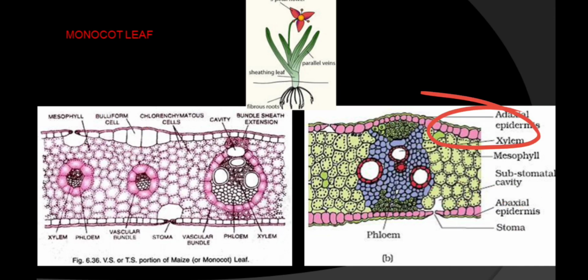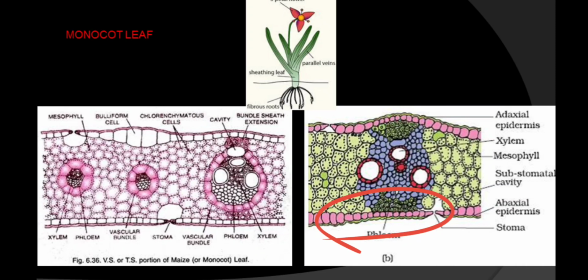Now what is the function of these cells? During water scarcity, these cells become flaccid, they lose water, and the leaf becomes curled due to these bulliform cells. Okay, so they help in curling of the leaf, and as soon as water is available, the cells become turgid and the leaf again becomes flat. So these cells help in curling of the leaf.